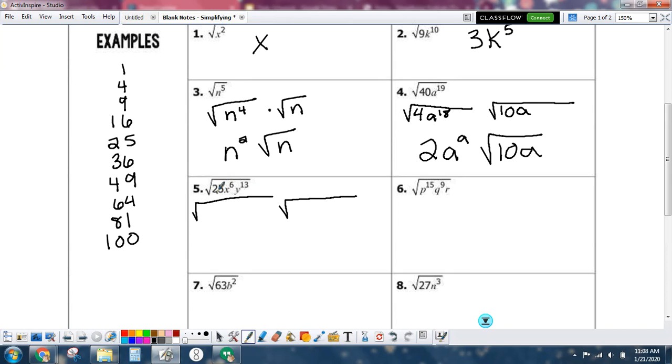So my first part is 25. I know 25 is a perfect square, so it's going to go on the left side. I don't need to write the factors. 25 is a perfect square, so we're just going to put it there. X to the 6th, I know that 6 is divisible by 2, so I'm going to go ahead and put the whole thing right here.